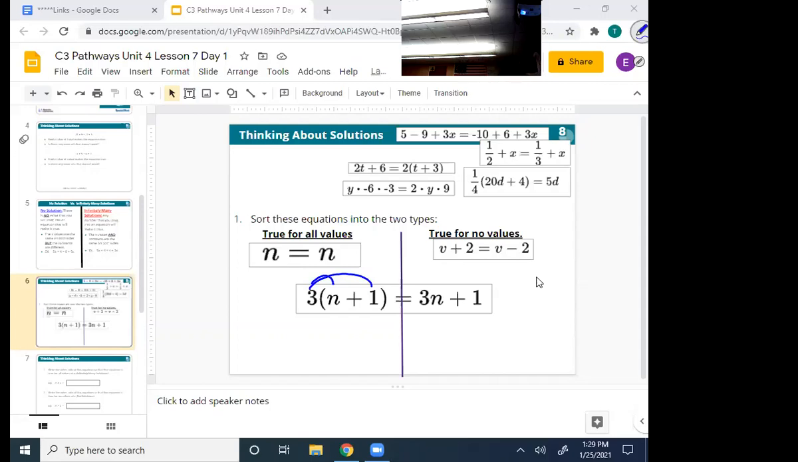I need to distribute. Bridget, can you help me distribute this equation here? Can you unmute and tell me what we're doing here? You're gonna multiply 3 times n and multiply 3 times 1, and you're gonna get 3n plus 3 equals 3n plus 1. Awesome job, Bridget. Perfect. Gabby Campany, do you see how we did that distribution? Perfect. So you have to distribute.